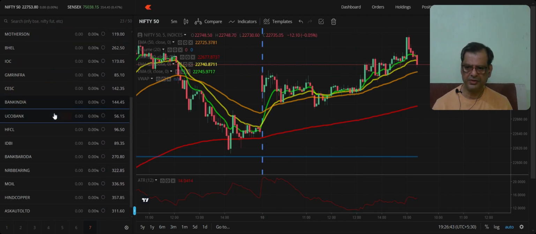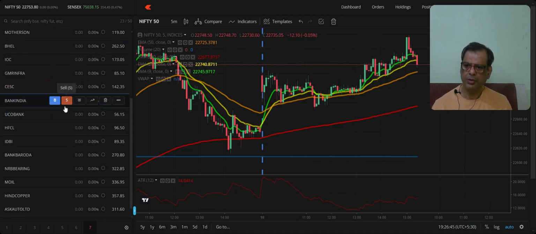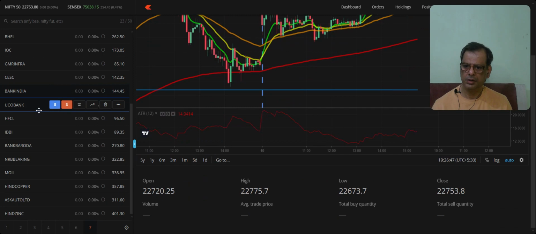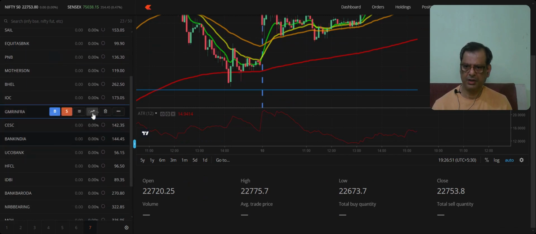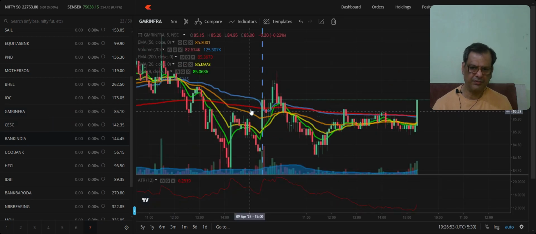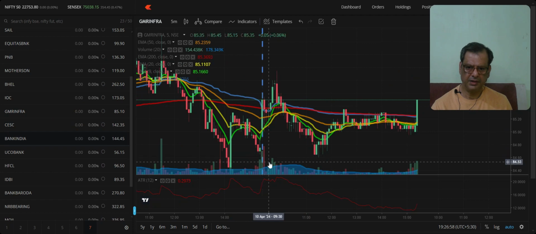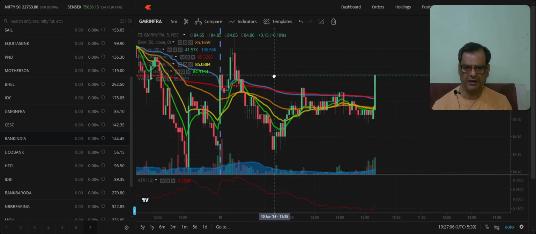Now let's go to our chart. Which chart were we looking at? GMR Infra, I believe. Now that we've looked at Nifty, you see here you've got a gap, you've got a candle open here, and we'll wait for the first 10-15 minutes to give us some idea. And we are on the 5-minute candle here.